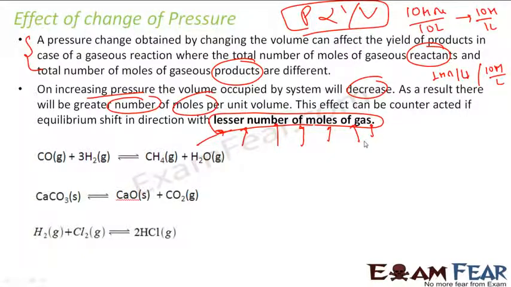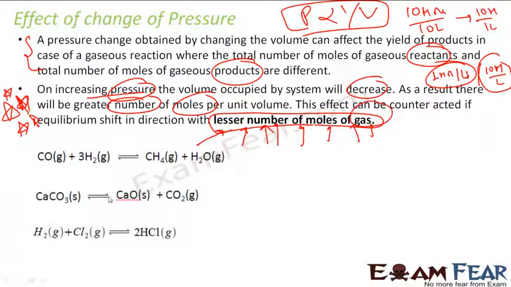Please note, once again, let me repeat, this is a very critical concept. I'll put some stars here. If you increase the pressure of the system, the volume is decreasing. So the mole concentration is increasing, because the concentration is moles per liter, the moles are constant, and the liters are decreasing. If it was 1 mole per liter, it became 10 moles per liter. So to reduce the effect, the system will go in the direction where the lesser number of moles of gas is there.